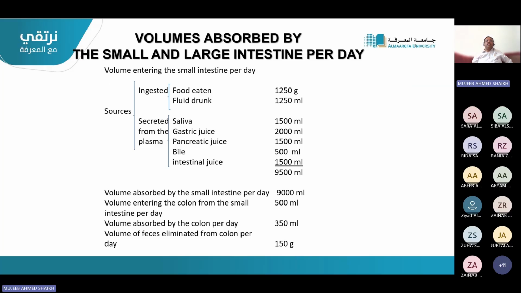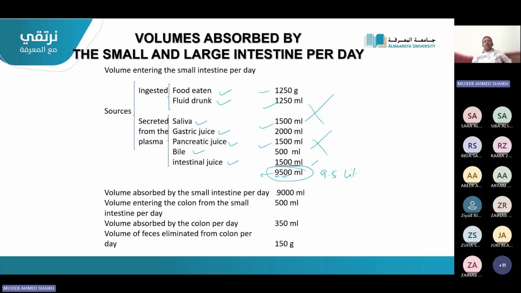Okay, coming to the quantity of water absorption, volumes are absorbed. From which source, how much volume is coming? Now you may be asking, so many values are there. No need to remember the values, but remember the concept. The total amount of fluid present in the small intestine is 9 liters 500 ml, or 9.5 liters, which is coming from food, drink, saliva, gastric juice, pancreatic juice, bile, and succus entericus or intestinal juice. All of them make around 9.5 liters.